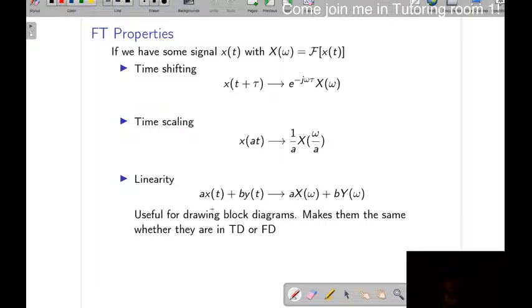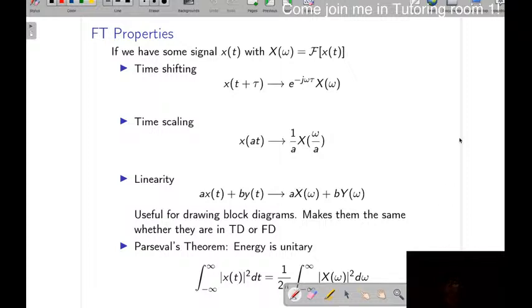We also get a similar linearity property for the frequency domain representations of two signals. Remember, if we have aX plus bY, if we take the Fourier transform, then we get a similar aX plus bY. This linearity property is really useful because it lets us compose and decompose frequency domain representations similarly to what we have for time domain ones. So our block diagrams will stay the same no matter if we're in the time domain or in the frequency domain.